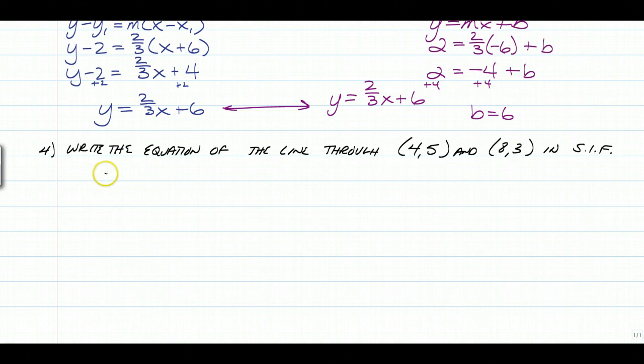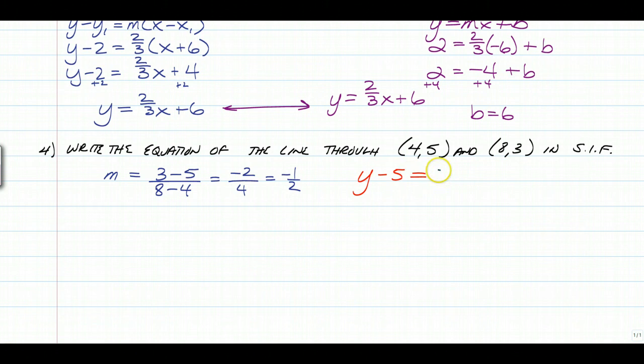So step 1, you had to find the slope on your own. So slope is y2 minus y1 over x2 minus x1. And you get a negative 2 over 4, which is a negative 1/2. Select the point of your choice. It doesn't matter which point you would have picked, so I'm just going to pick the first one, 4, 5. And I am going to use the point slope method. So y minus 5 is equal to the slope we just found, negative 1/2, times x minus 4.